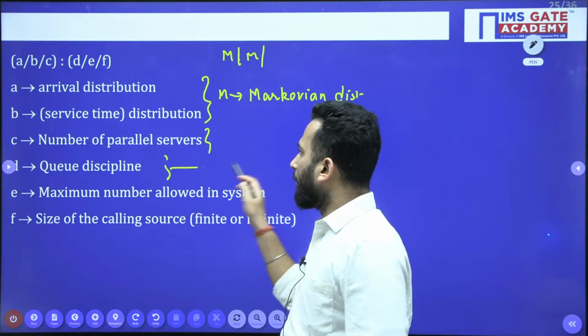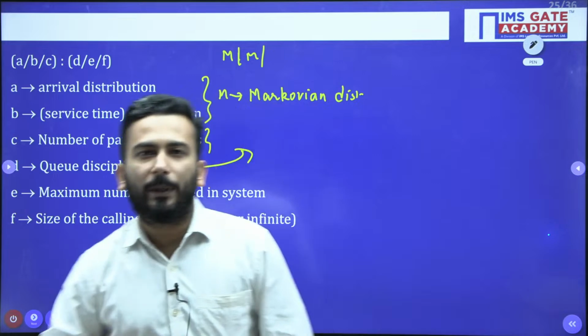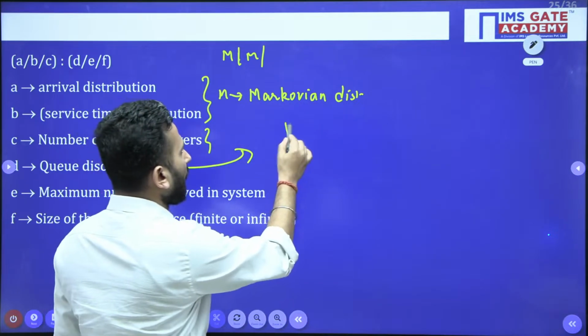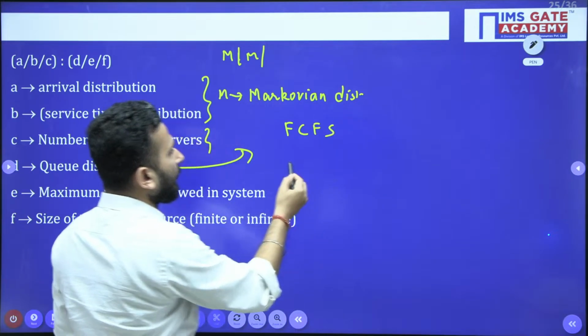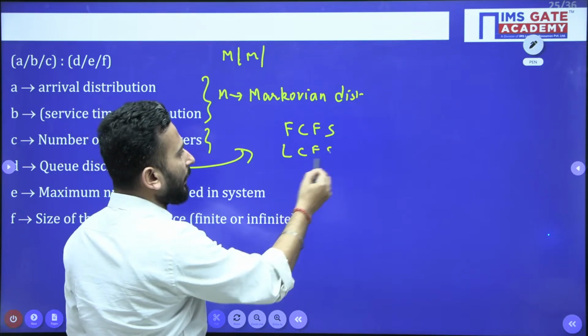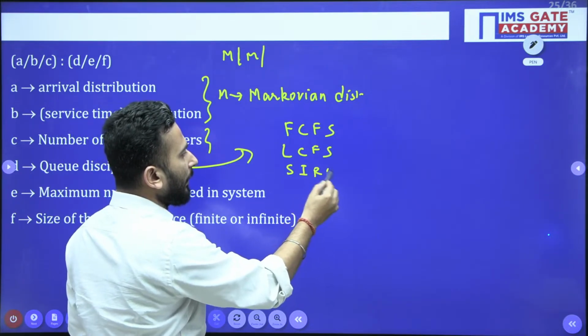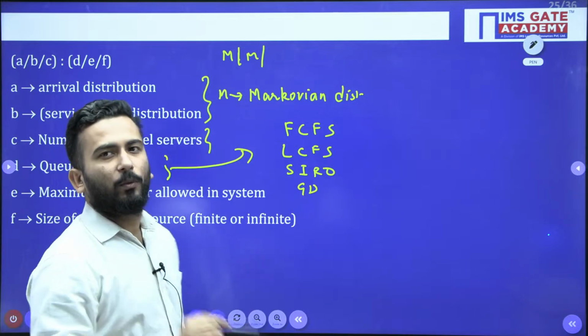D is the queue discipline. What is queue discipline? First come first serve, last come first serve, service in random order, general discipline. Whatever you want to take, you can take.